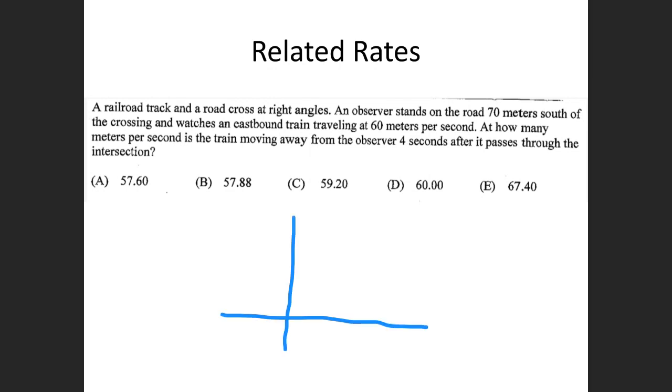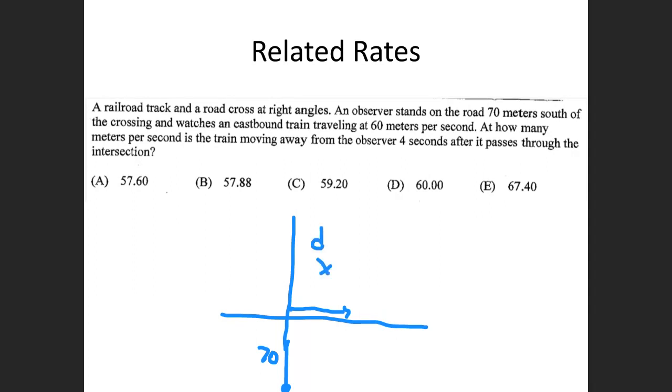So in this problem, it says a railroad track and a road cross at right angles, and an observer stands on the road 70 meters south. Okay, so I'm going to put this guy here. He's 70 meters south. We'll put a dot right there. And he watches an eastbound train traveling 60 meters per second. So this train is going this direction at 60 meters per second. So let's call this x here.